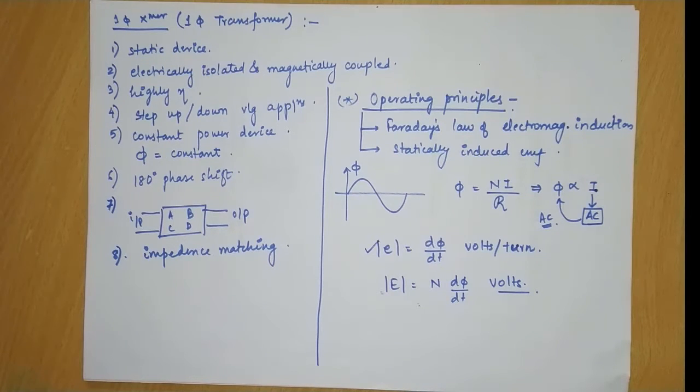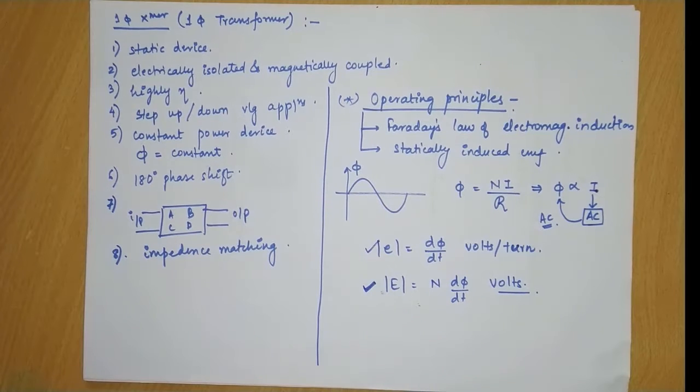Next, the polarity of the statically induced EMF can be identified using Lenz law. According to Lenz law, the effect must oppose the cause of production. This can be explained using a coil placed in the alternating magnetic field. Let us see this with an example.